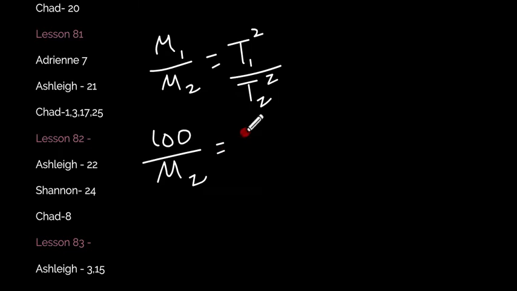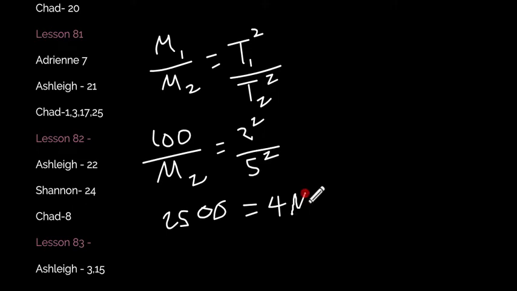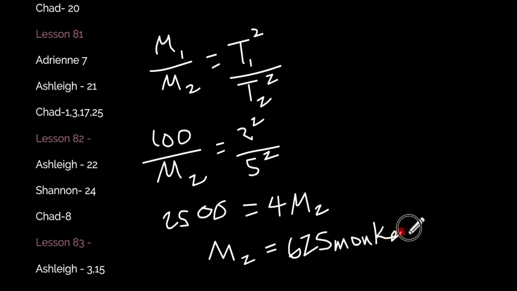The turtle 1 that was mentioned was 2. The second turtle number that was mentioned was 5. So we're just going to cross multiply. So it's going to be 25 times 100, which would be 2500, equals 4m2. And then you divide by 4, and you're going to get the number of monkeys is 625. Excuse my sloppy writing, but it's just not working. Okay, so that is how you do number 1.